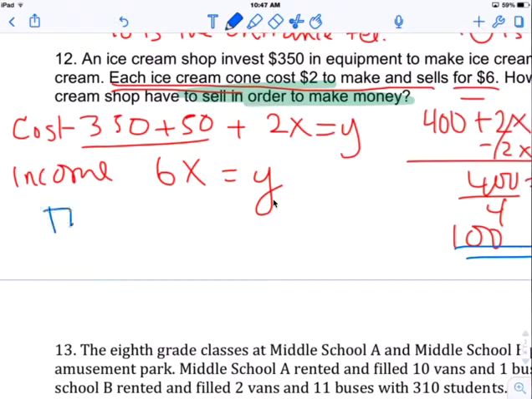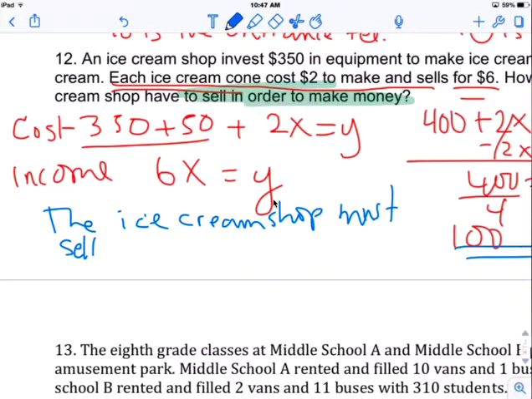The ice cream shop must sell more than 100 ice cream.